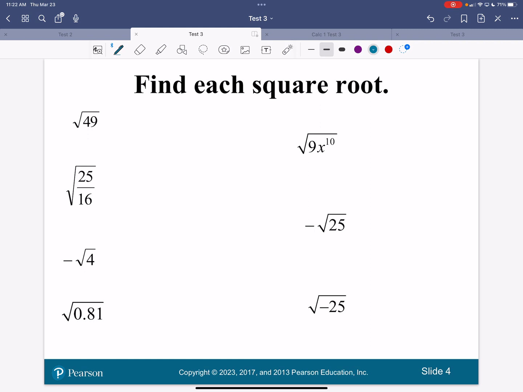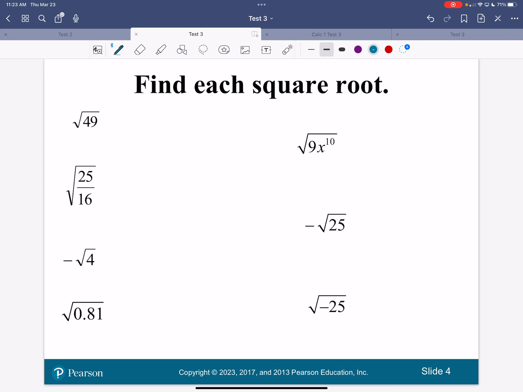Now, I want you to realize the difference between an exact answer and an approximate answer. So everything on this page right here is going to give us what we call an exact answer. They're all real numbers. They're all rational numbers. We can take the square root of every one of these and get an exact value.